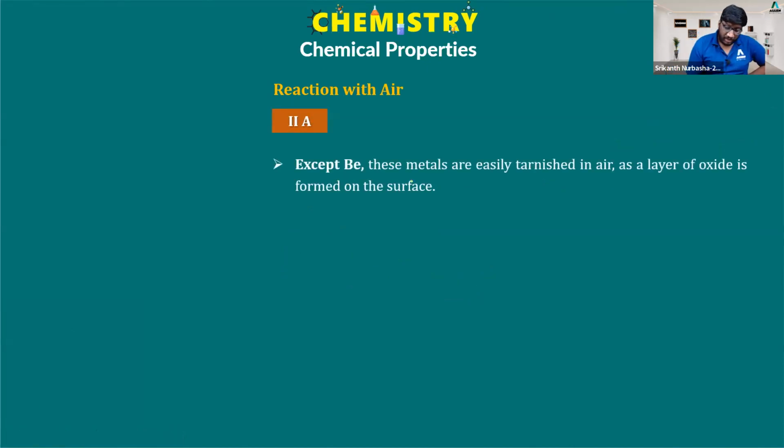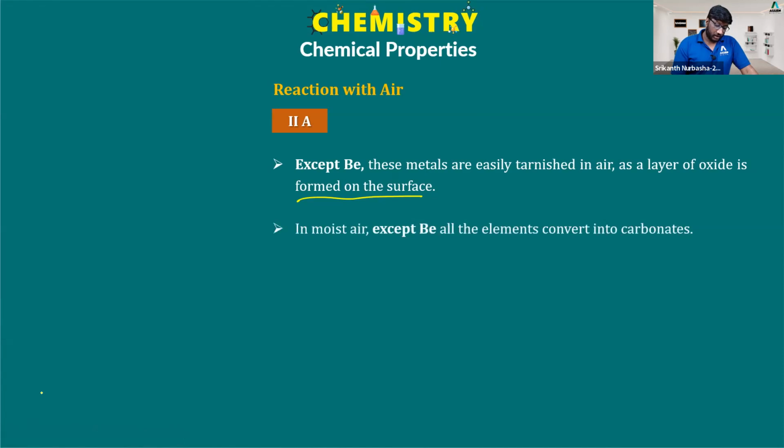Reaction with air. Except beryllium, these metals are easily tarnished in air. Why not beryllium? Because in beryllium, a layer of oxide is formed on the surface, because of which it does not react with air greatly. So except beryllium, these metals are easily tarnished in air. In moist air, except beryllium, all the elements convert into carbonates. Why can't beryllium? Because of the formation of a layer of oxide.